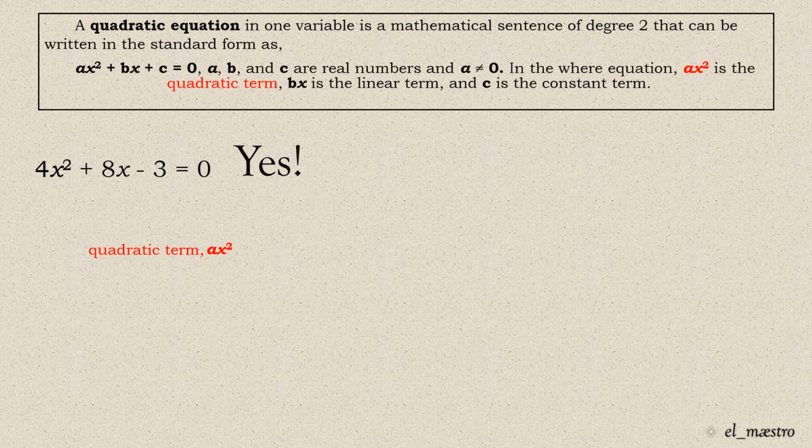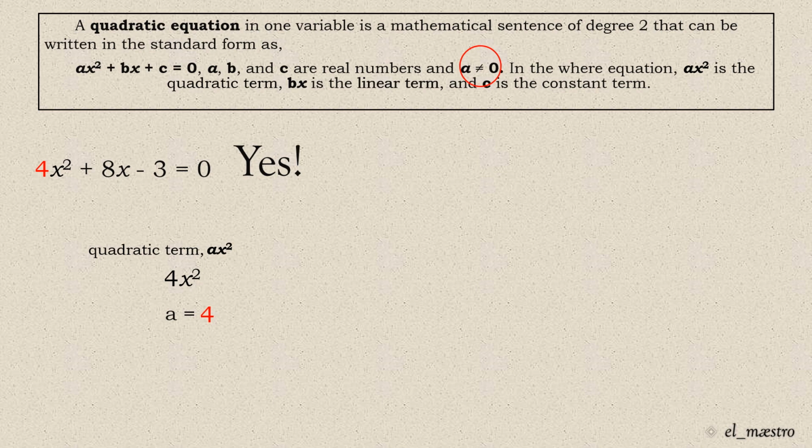Sir, what if there is an x cubed? And that is no longer a quadratic equation. So it must be x squared only. Okay? So what's the quadratic term? Very good. So 4x squared. How about the value of your a? And take note, your a must not equal to 0. So let's identify what's the value of your a. Correct. A is equal to 4.